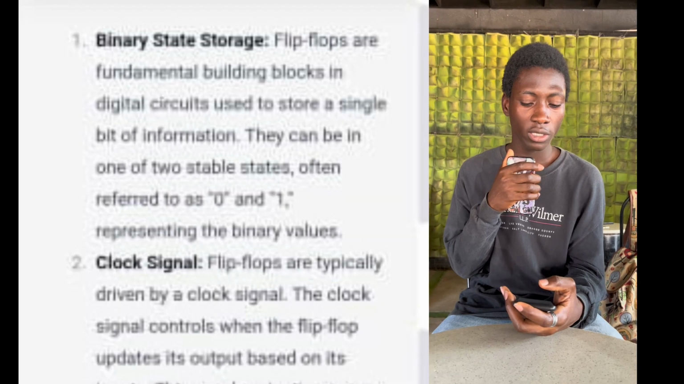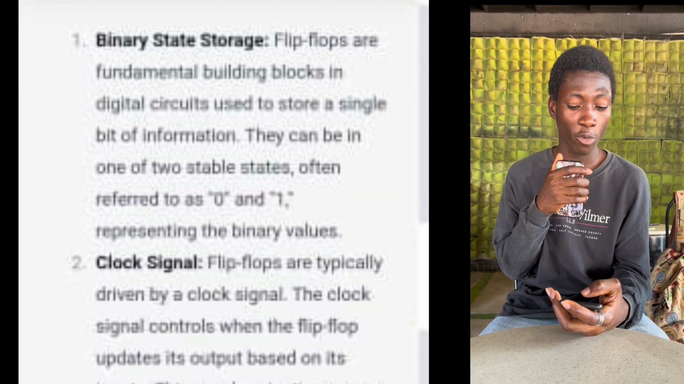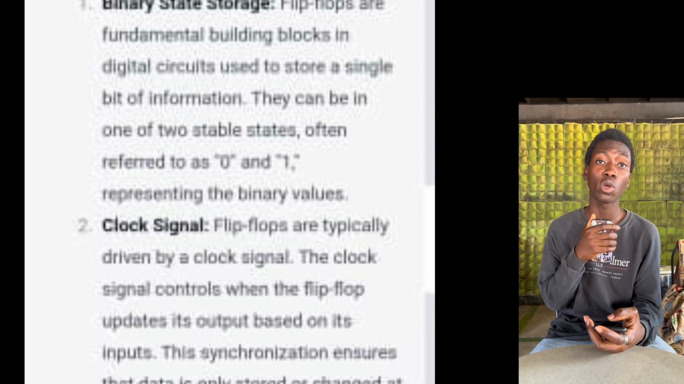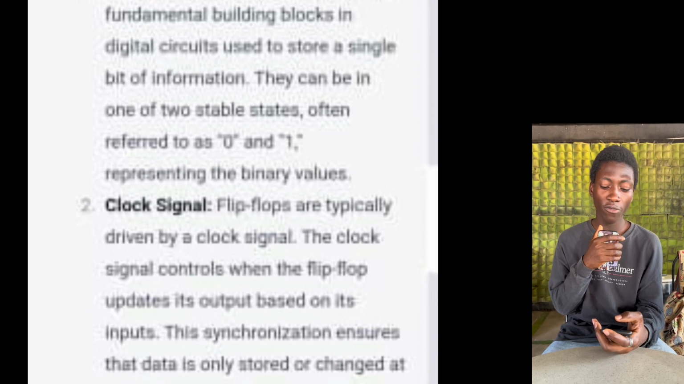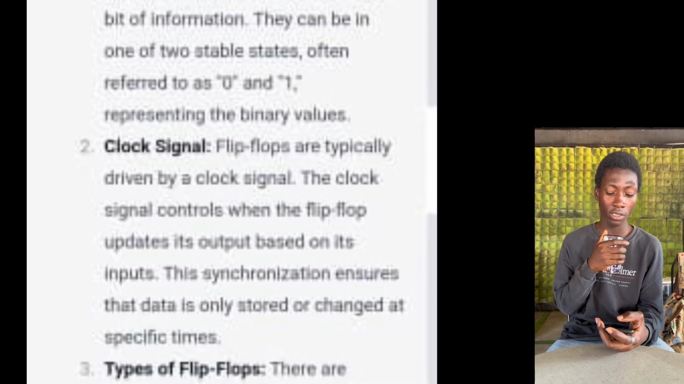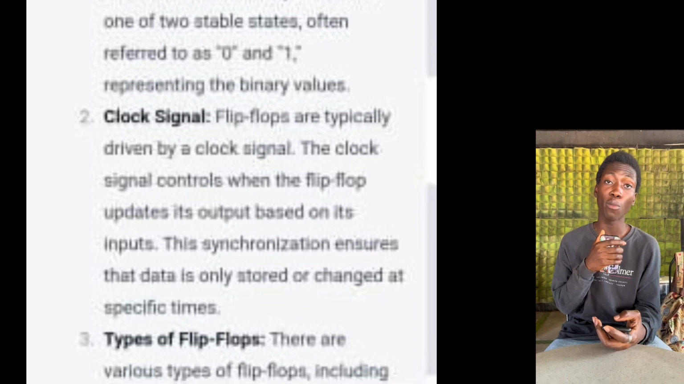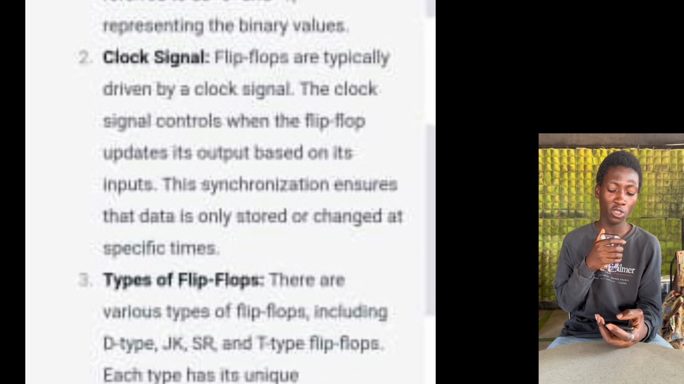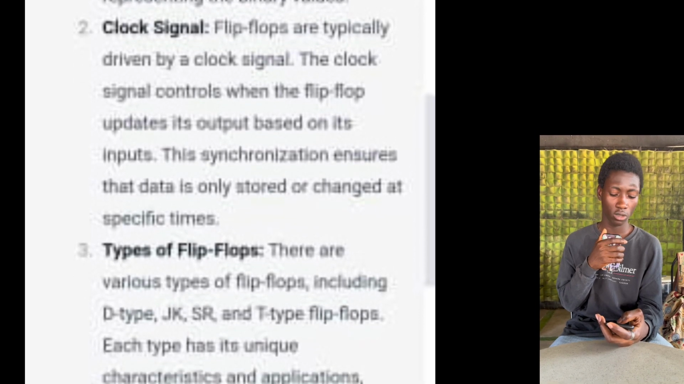Thank you. Guys, my name is Ahmed Kamal, and I'm here to present on flip-flop as single-bit cell storage. In the single-bit cell storage, there are 5 points. Point 1, binary state storage. The binary state storage are the zeros and ones. Flip-flops are fundamental building blocks in digital circuits and store bit information. This can be zeros and ones, often referred to as binary values.